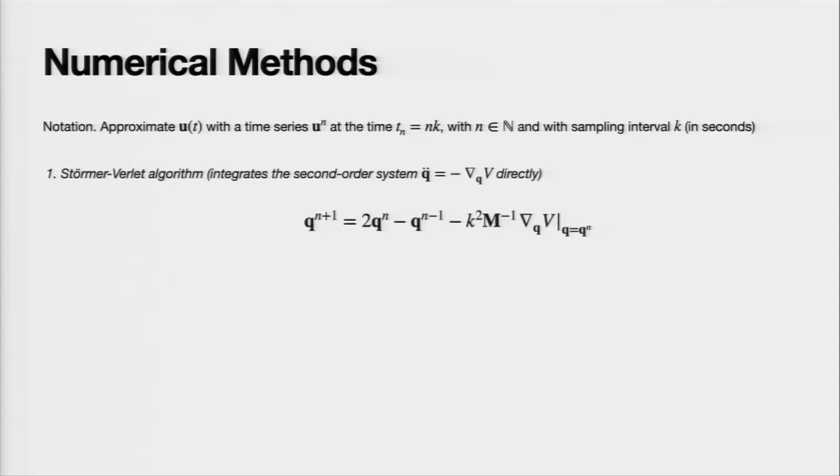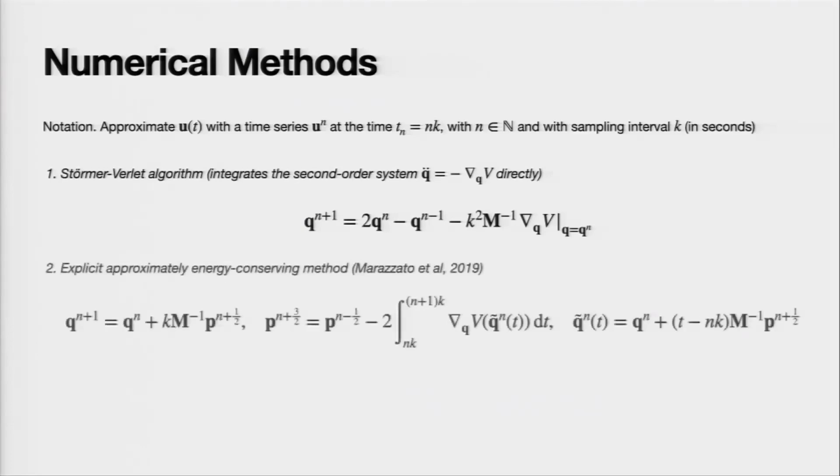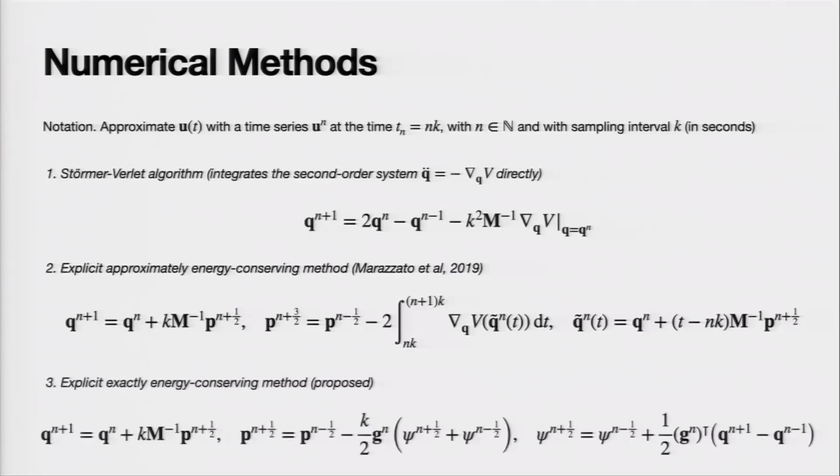So we're going to look specifically at three different integrators for Hamiltonian systems. The first one is Störmer-Verlet, which works directly with the Newtonian form of the system. And the second one is a scheme that I found pretty interesting. It's from a couple of years ago, and this is an explicit, approximately energy-conserving method. I'm going to go into the details of them in a minute. And then there is this explicit, exactly energy-conserving method, which is the one that I'm proposing to use here.